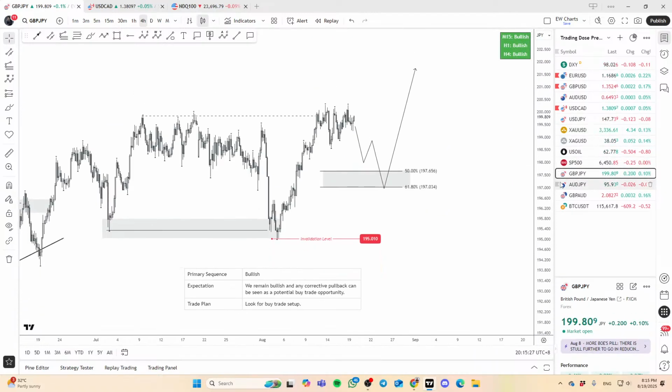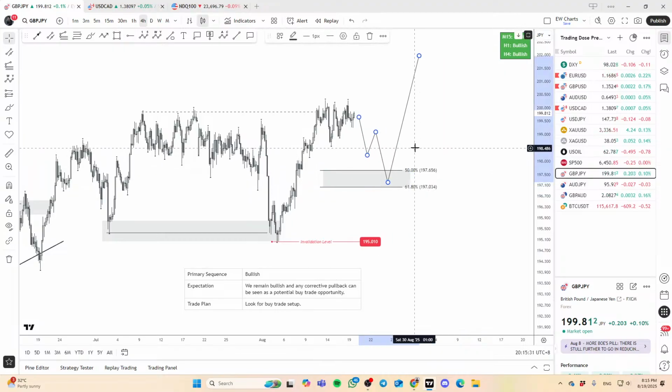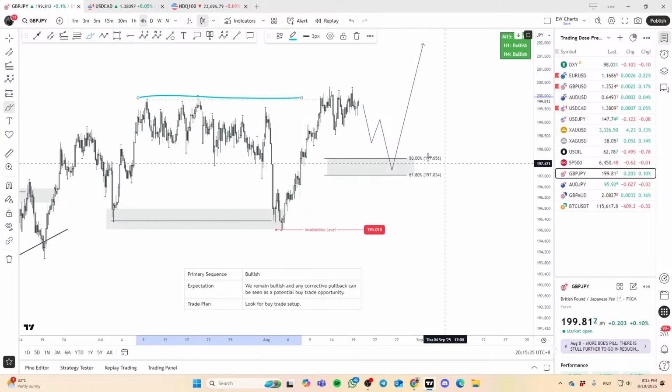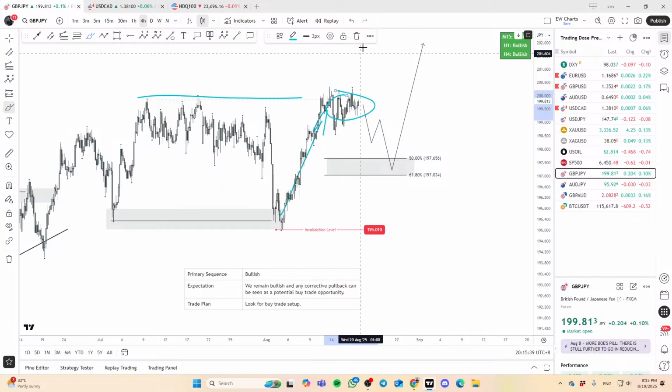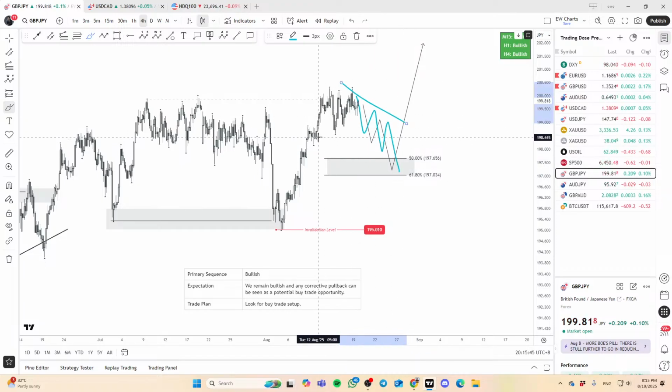Then we have pound yen. Very much also a waiting game here in pound yen. Market is kind of testing the top after this push. So we'll want to see how the market is going to react. The expectation right now is a pullback. If you can get some sort of a corrective pullback, then this area will be a nice little buy opportunity.